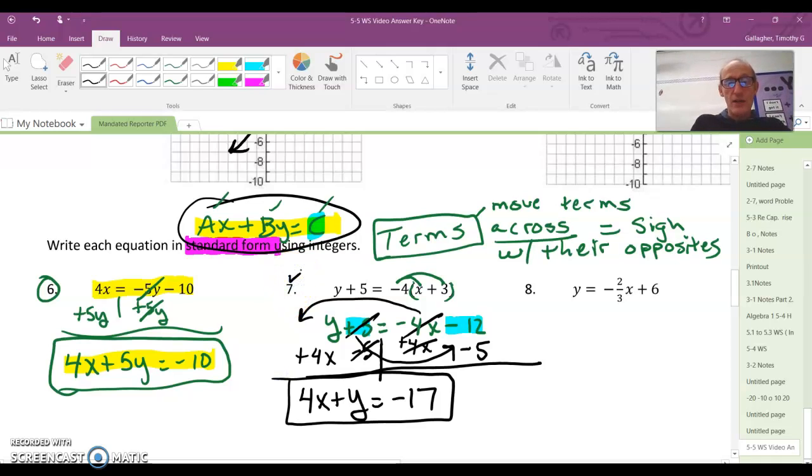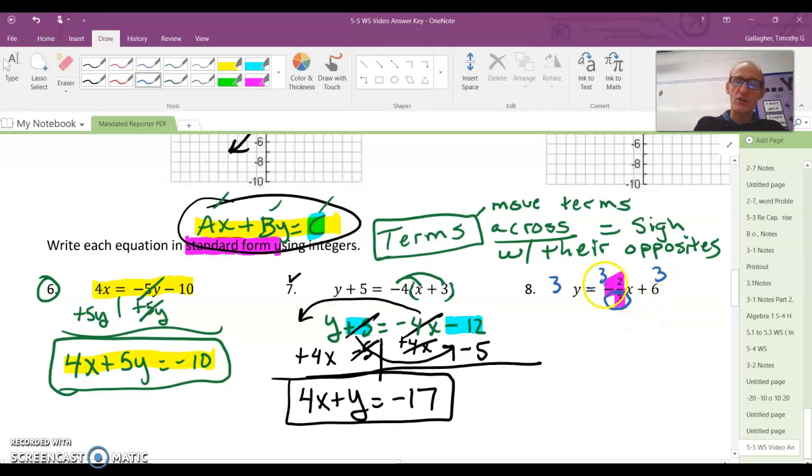Okay? Now, number 8 has this fraction I have to deal with. The denominator of the fraction is 3. So what I have to do is multiply each one of these terms by 3. And if I do that, I keep the equation the same. In algebra, when you have an equation and you multiply all the terms of the equation by the same number, it's the same equation.